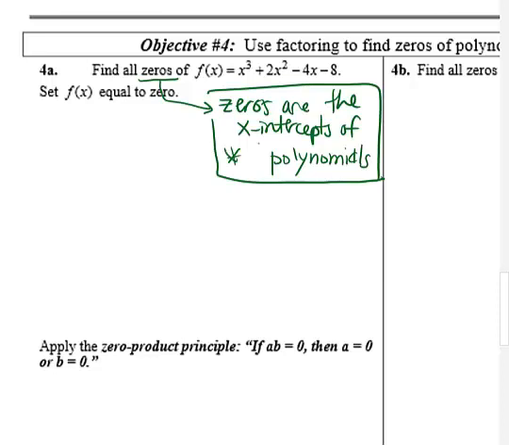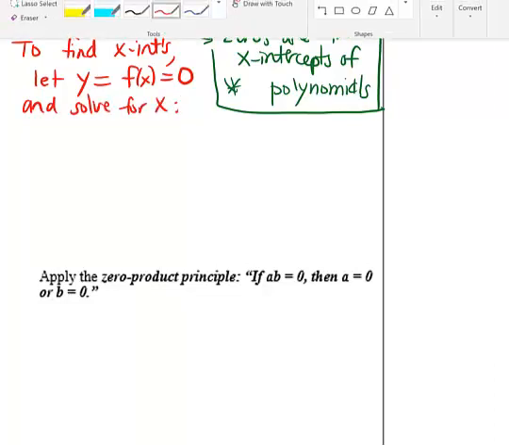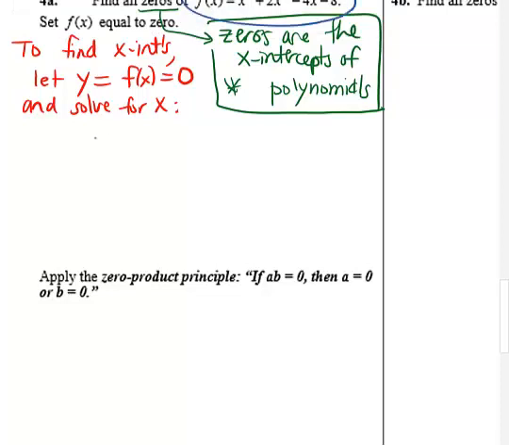Okay. So if you remember, we saw x-intercepts when we were talking about graphing parabolas. To find x-intercepts, we let y or f of x equal 0, whichever one you have, and then solve for x. So let's try that. The function we're given here is x cubed plus 2x squared minus 4x minus 8. We'll set that equal to 0.